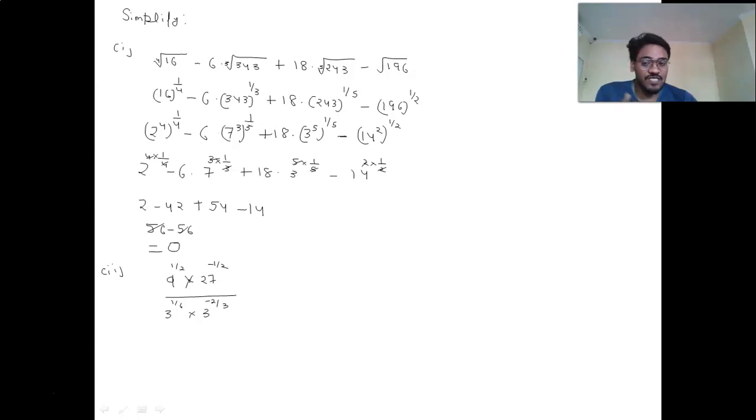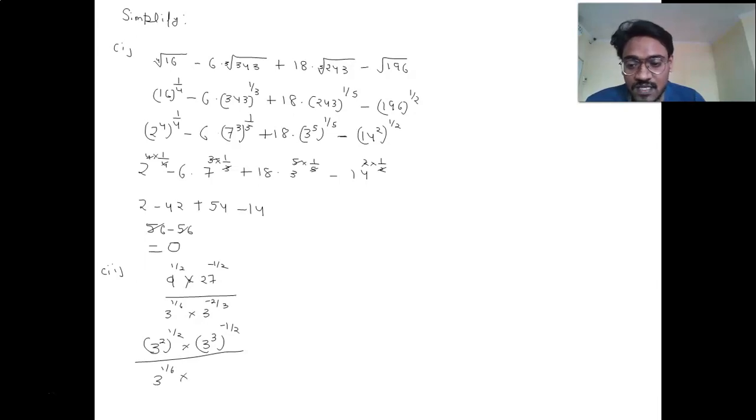For example, if I start with 9, 9 can be written as 3 square. Is there any problem? 9 can be written as 3 square, and in the whole it's power 1 by 2. Similarly 27 can be written as 3 to the power 3, and in the whole exponent it's minus 1 by 2. Similarly in the denominator it's 3 raised to the power 1 by 6, and then 3 raised to the power minus 2 by 3. Okay, see, let me write the next step here.